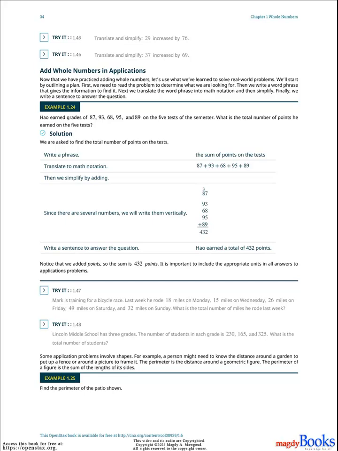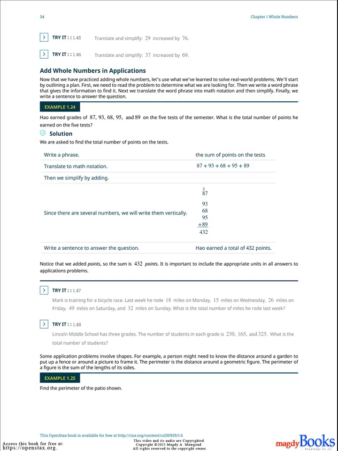Since there are several numbers, we will write them vertically. 87, 93, 68, 95, plus 89. The result is 432. 4. Write a sentence to answer the question. Hao earned a total of 432 points. Notice that we added points, so the sum is 432 points. It is important to include the appropriate units in all answers to applications problems.